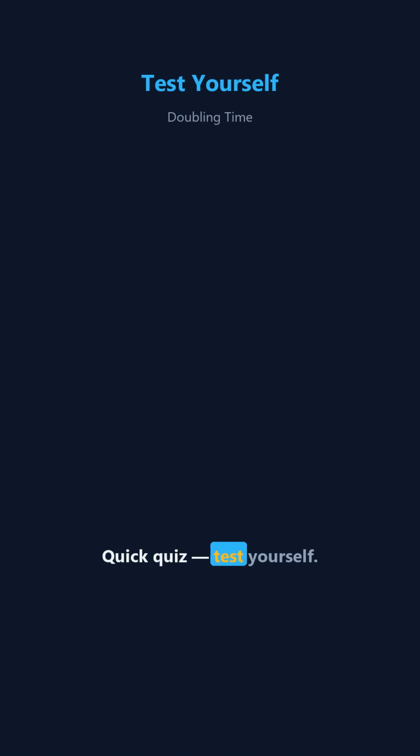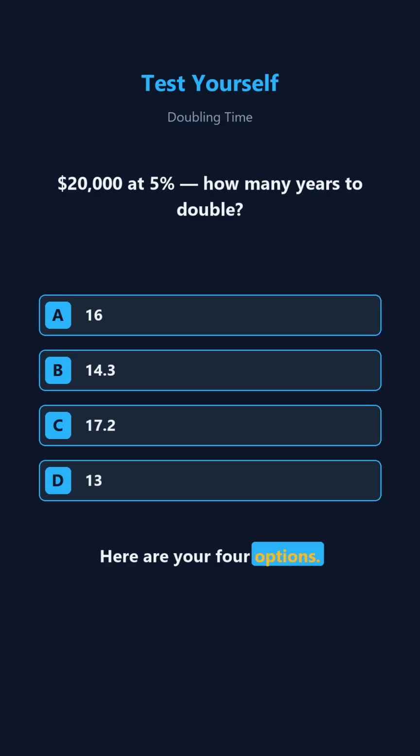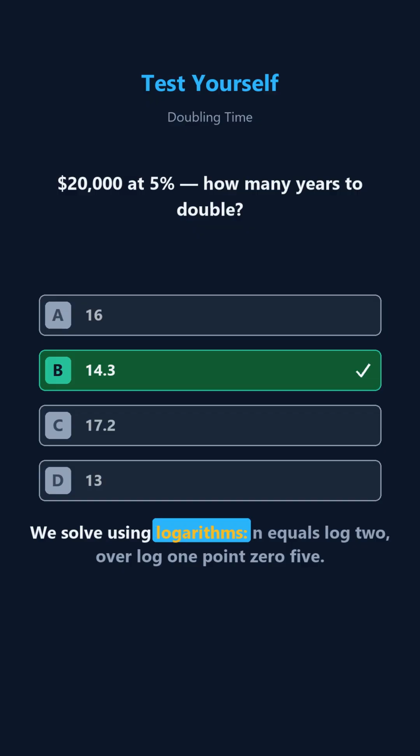Quick quiz, test yourself. You deposit $20,000 at 5%, so how many years until your money doubles? Here are your 4 options. Pause the video and solve it now. The correct answer is B, 14.3 years. We solve using logarithms. N equals log 2 over log 1.05.